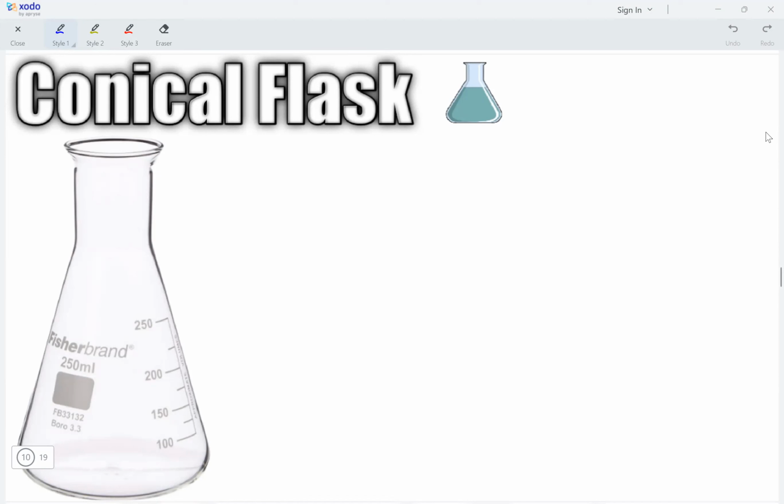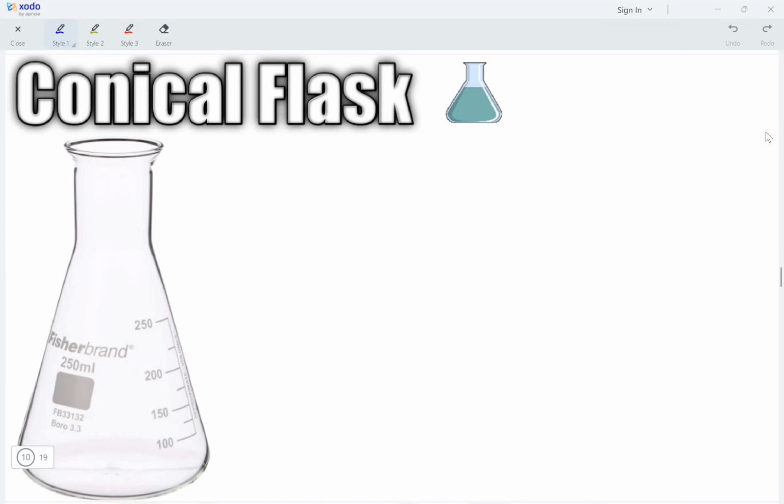A conical flask is a piece of equipment in the lab that is used to contain liquids that will be used during a titration. So we take the liquid out using a pipette and a pipette filler, which would measure accurate volumes of a solution, and then we empty that pipette inside a conical flask.